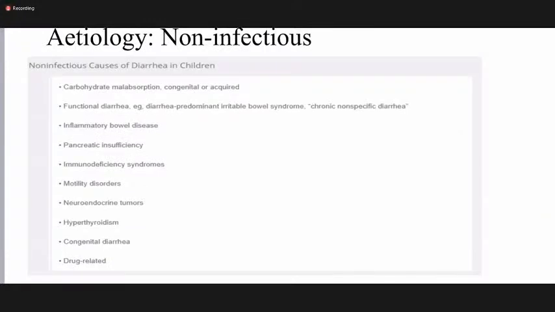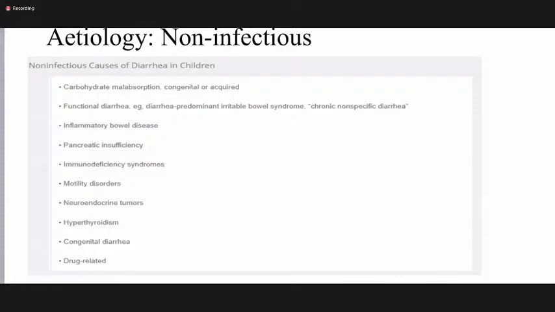Now, as doctors and clinicians, we know that common things happen more commonly. So we'd always talk about infections: rotavirus, norovirus, Vibrio cholerae, Salmonella, Shigella, etc. And indeed, we have to think of infection as the most common cause when we see a child with diarrhea and vomiting. But we need to remember that there are non-infectious causes which can cause diarrhea in children. So don't be stuck that everything is rotavirus and you just have to give ORS and zinc and that's it.